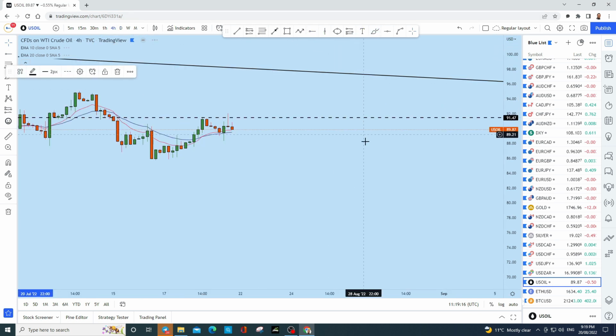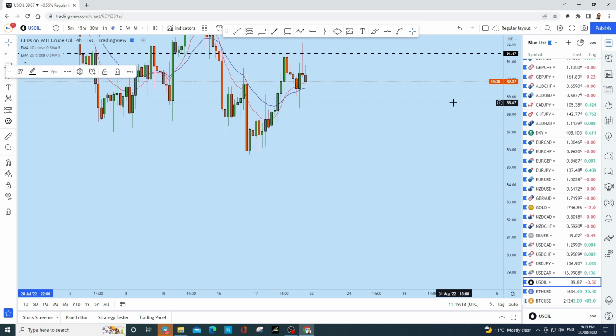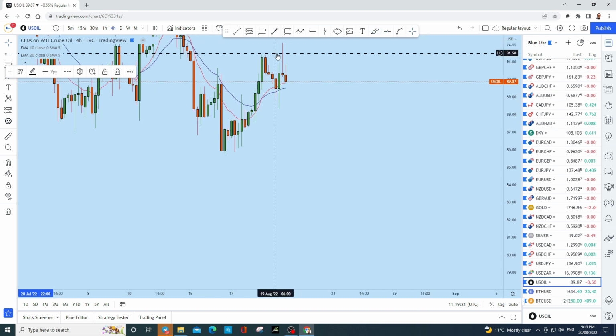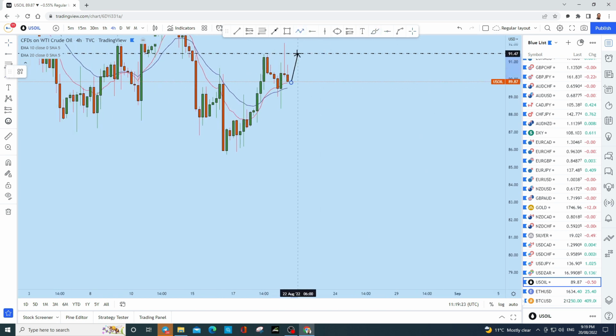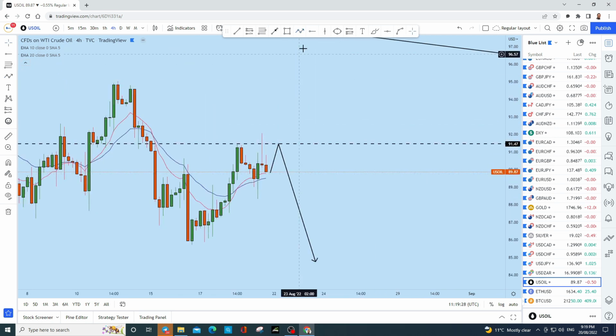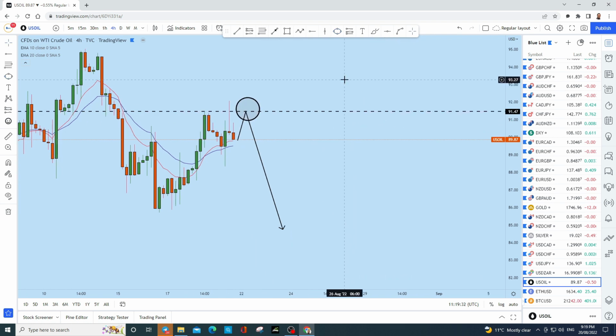If you look at the 4 hour, we could see that there is already a doji here, and I think that US oil might go up a little bit, test this zone, and then continue to drop. So this is the zone that I will be expecting for a retest of this doji zone, and from this zone I will be considering potential shorting on US oil with a high risk to reward ratio with our students.